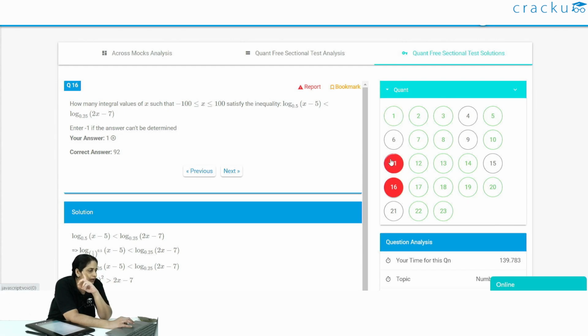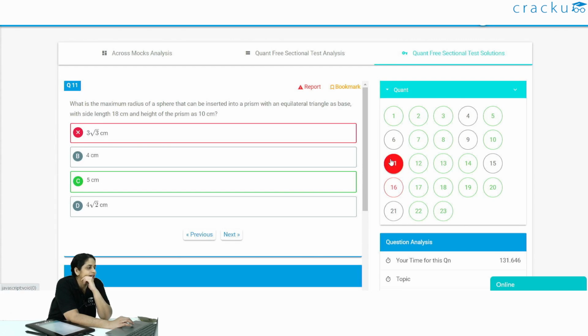Firstly, I knew about the prism, that the radius of the sphere has two conditions on it. One is that it should fit inside the triangle, and the other is that the diameter should be less than the height of the prism. I saw 3 root 3 is less than 10, but it should be twice that. So not the radius, but the diameter should be compared with the height. The diameter is 2 times 6 root 3, and 6 root 3 is more than 10. So in that case, you directly get that the maximum sphere you can fit is 5 centimeters.